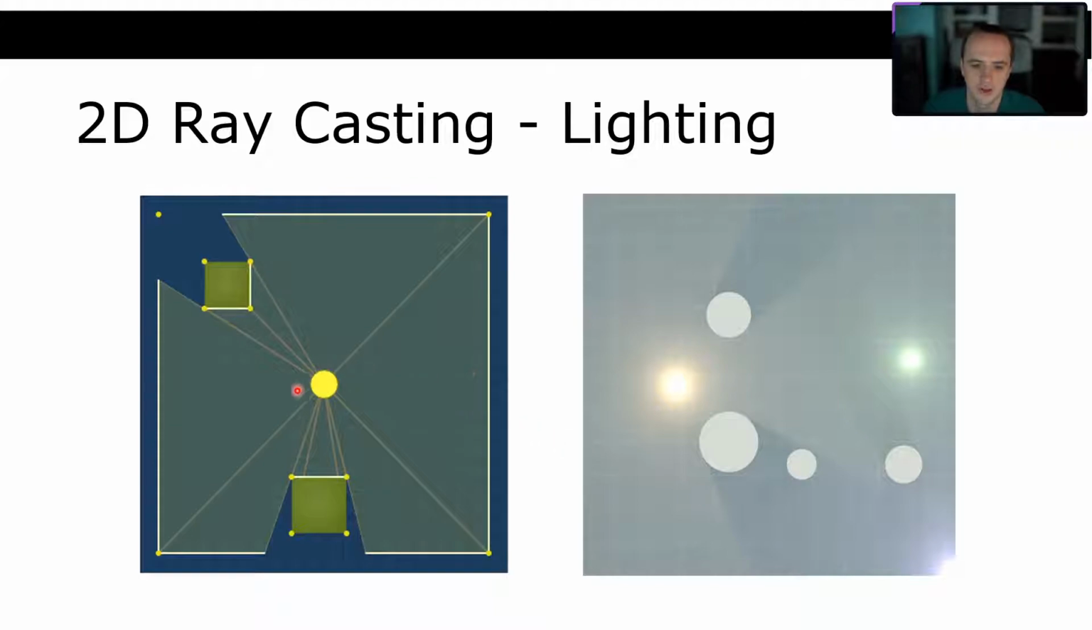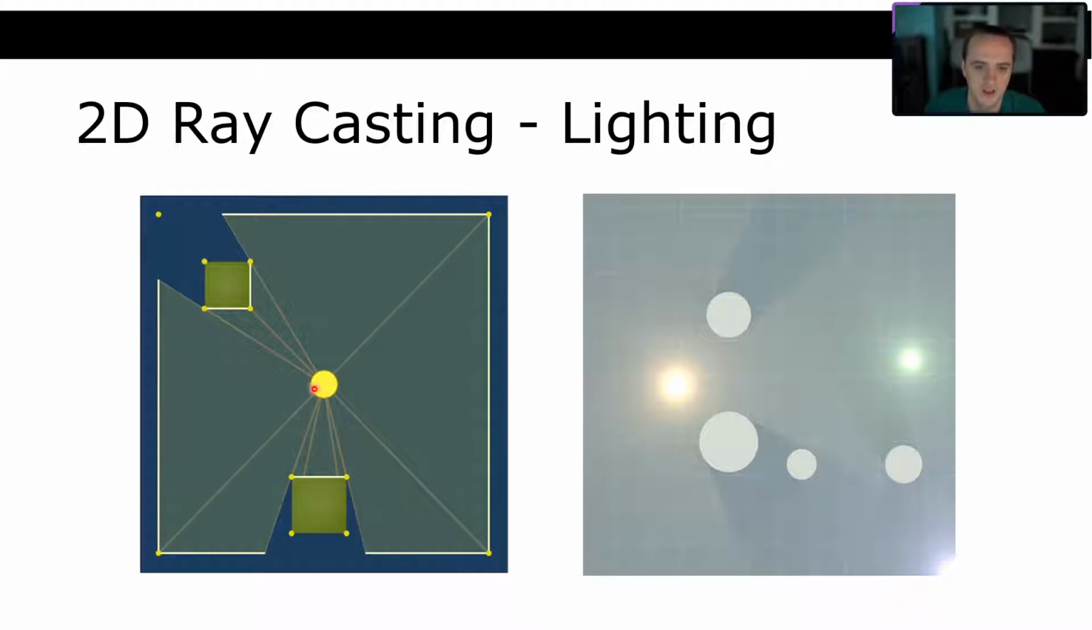So for example, here we have an example of lighting, right? Here we have an image in which there's a light source. This light source, actually, can I? Yeah.